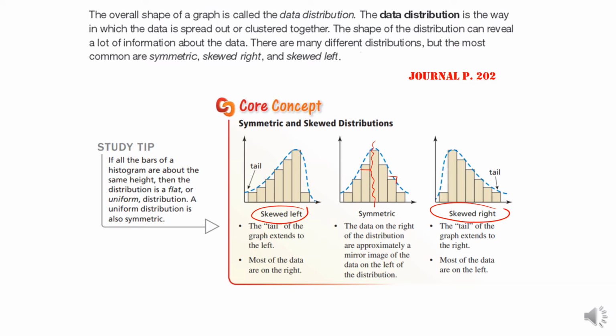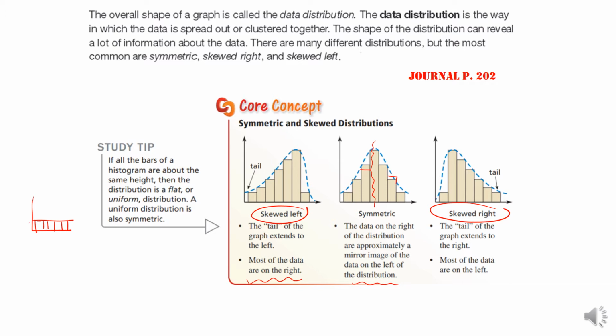So look at these descriptions in a little more detail. Read them carefully. These are with histograms, but you could also have data points or other ways to look at the graph. So if all the bars of a histogram are about the same height, then the distribution is called flat or uniform distribution, and that would be called symmetrical. What they're talking about is something that looked like this. You know, all of them were pretty close to each other. Okay, maybe one would be a little bit higher, but they're pretty close.